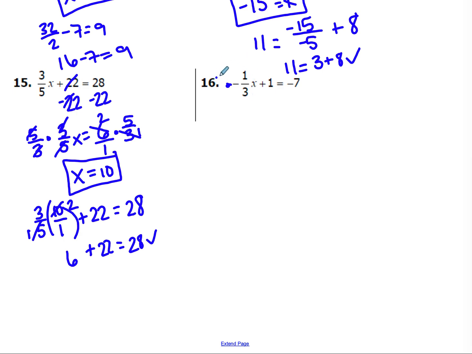The reciprocal, if I flip this over, becomes negative 3 over 1. All right, my 3's cancel out, my negatives cancel out, my 1's cancel out. I'm left with x. Oh, I almost forgot this plus 1. So excited about multiplying.